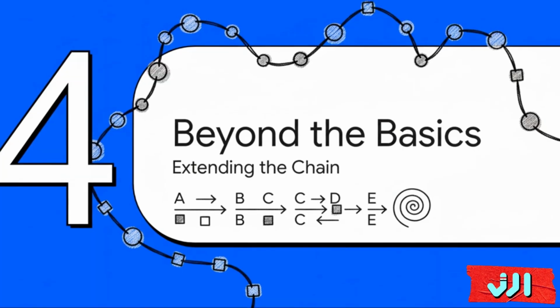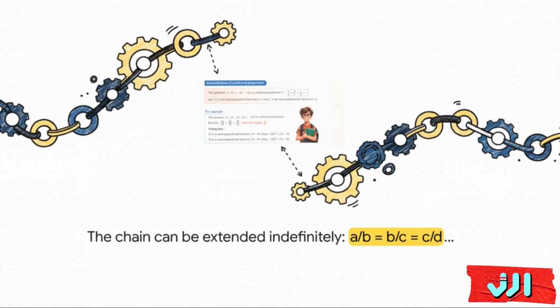Now for our final section, we're gonna go beyond the basics. We've totally mastered these little chains of three numbers. But what happens when the chain just keeps on going? And how can we use that idea to prove some really amazing things? And as this shows us, we are definitely not limited to just 3 terms.